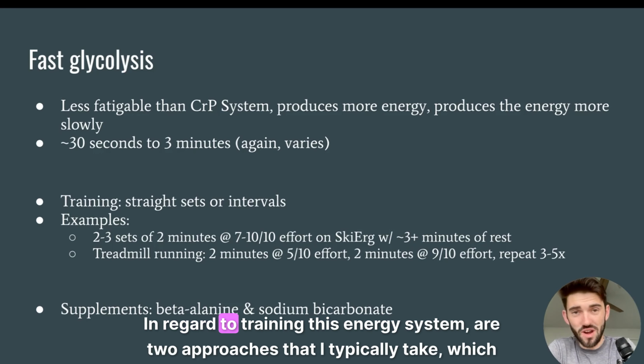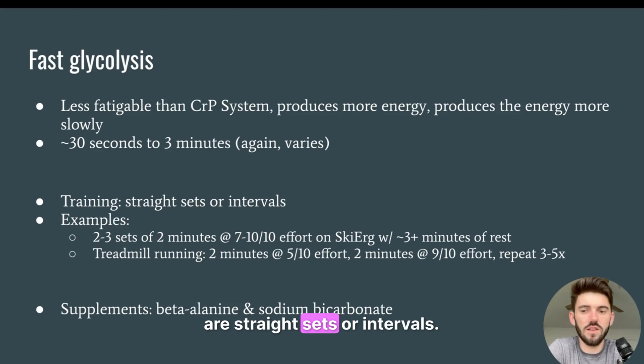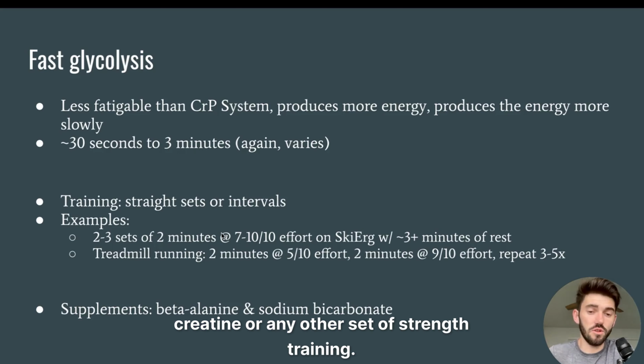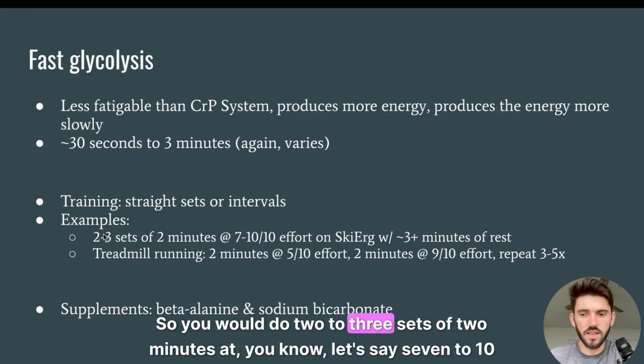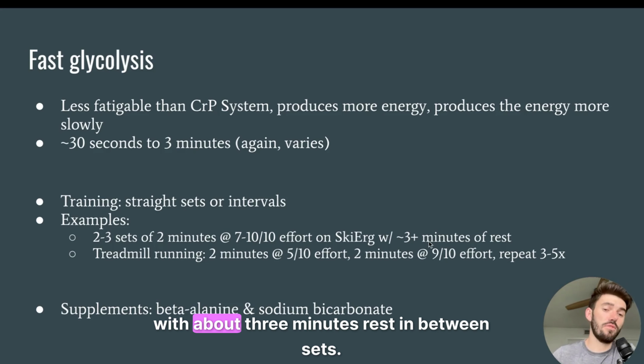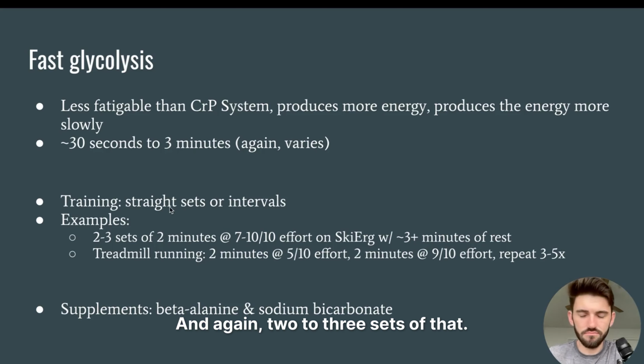In regard to training this energy system, there are two approaches that I typically take, which are straight sets or intervals. An example of doing straight sets would be similar to how we talked about creatine or any other set of strength training. So you would do 2 to 3 sets of 2 minutes at, let's say, 7 to 10 effort on a ski erg or any of the aforementioned exercise modalities that we listed previously, with about 3 minutes rest in between sets. And again, 2 to 3 sets of that.